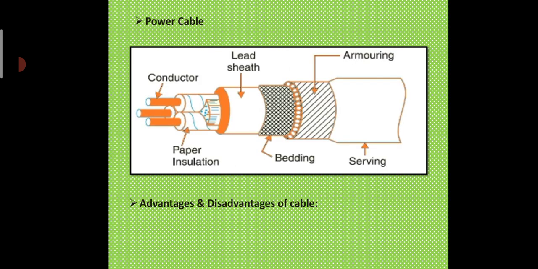Now, power cable. The general construction of underground cable and its different parts: cable core, insulation, metallic sheath, bedding, armoring, and serving. Core or conductors: the function of the core is to carry current.